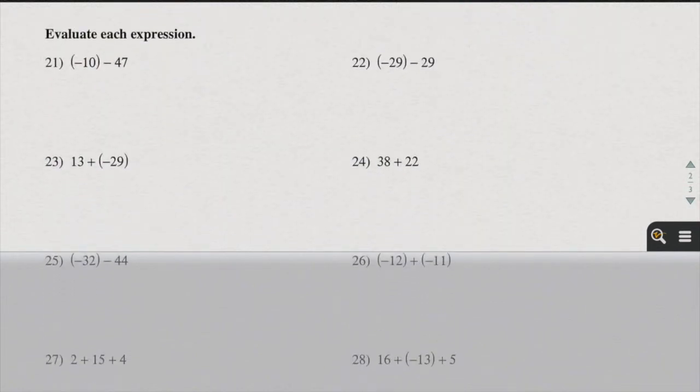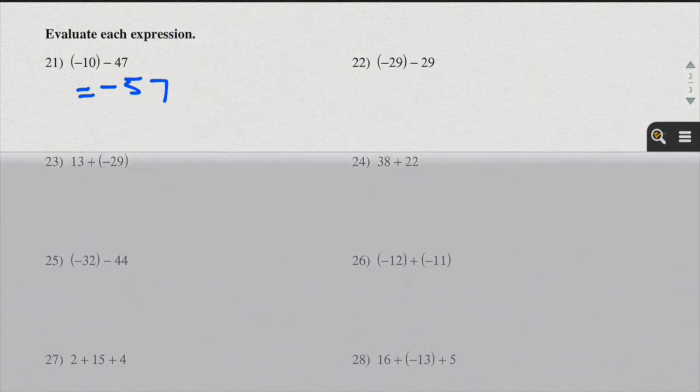-10 minus 47. Because they're the same sign, we're going to add them and put that sign with that value. So 10 plus 47 is 57. They're both negative, so we're going to put a negative. Number 22. Same sign, -29 minus 29. They're both negative, so we're going to go ahead and add them, which we end up getting 58. And because they're both negative, we're going to put a negative sign, -58.